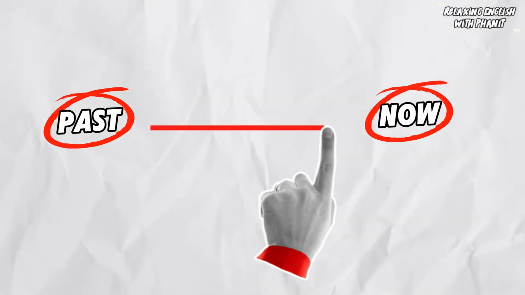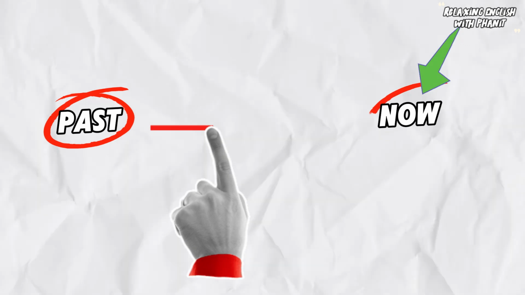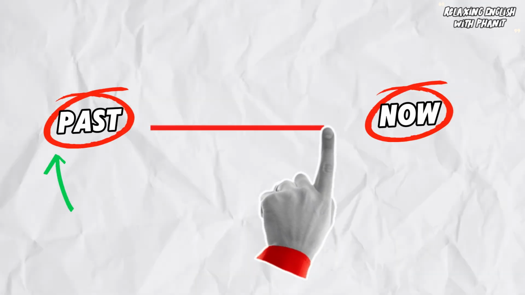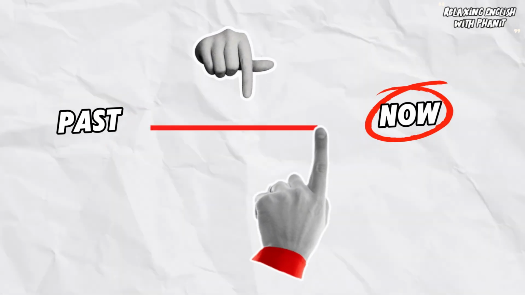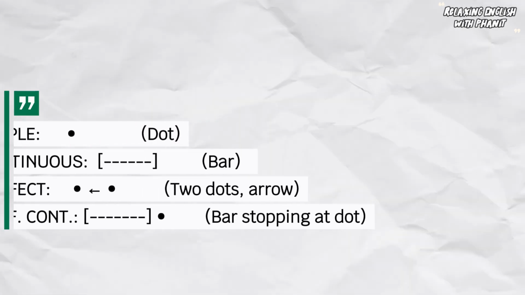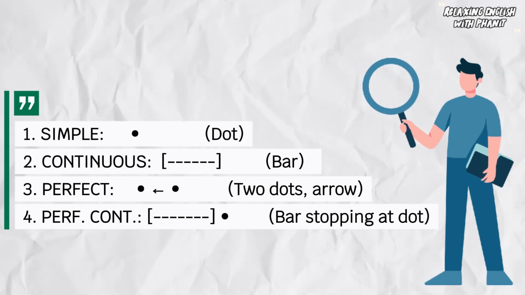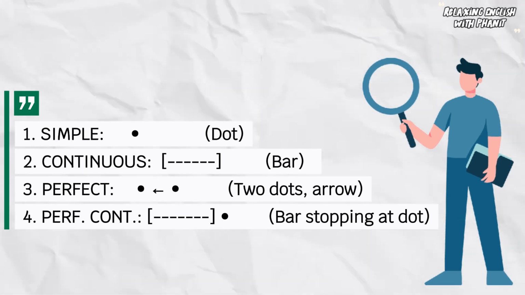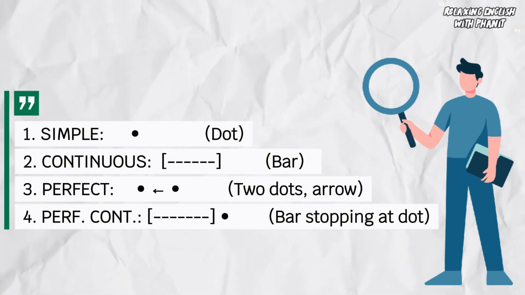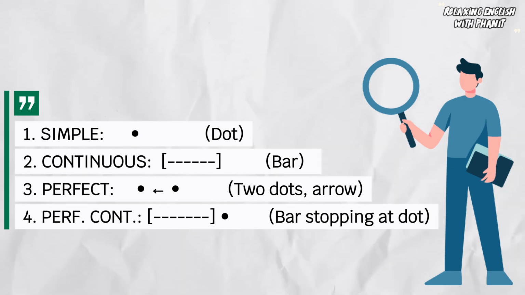So imagine a straight line. On the far right end we have now, the present moment. And everything to the left of that is the past. Our goal is to place actions on this line. Each of the 4 past tenses is like a different tool for marking an event on this timeline. One is for a single dot. Another is for a long bar. Another is for showing which event came first. Ready to see how it works?